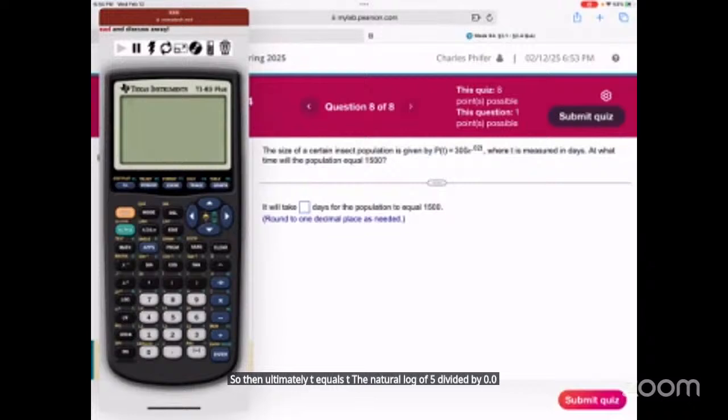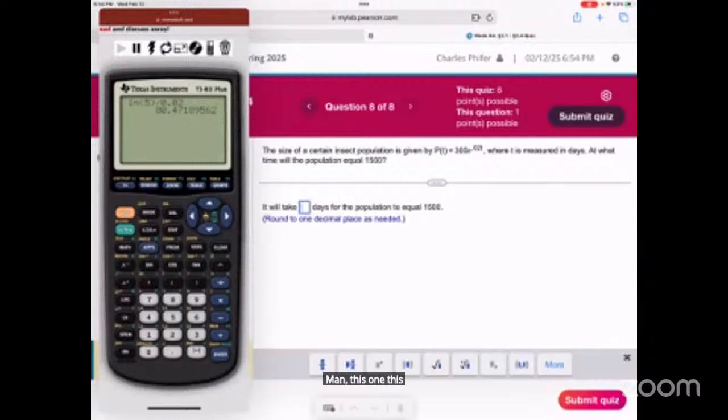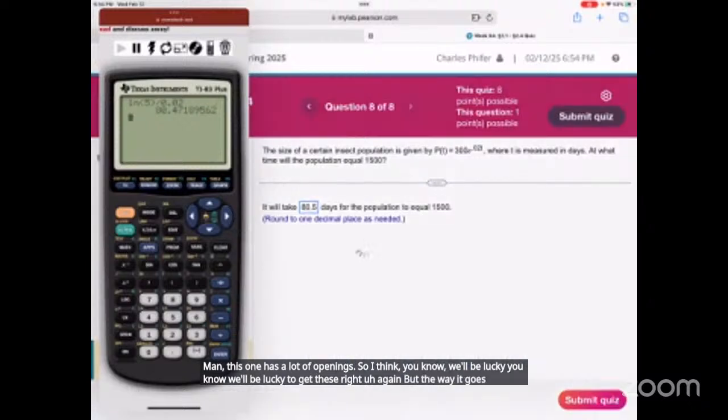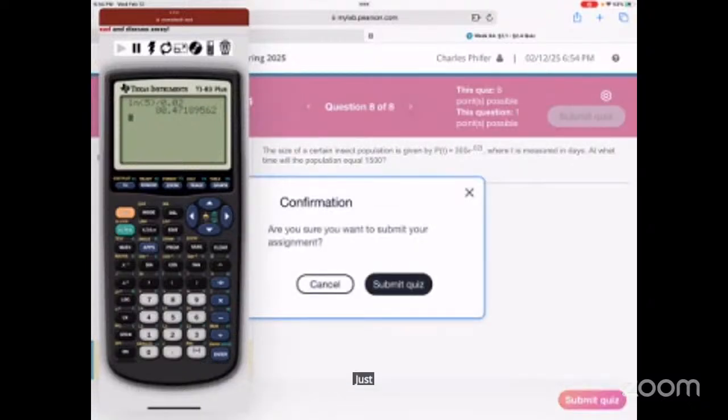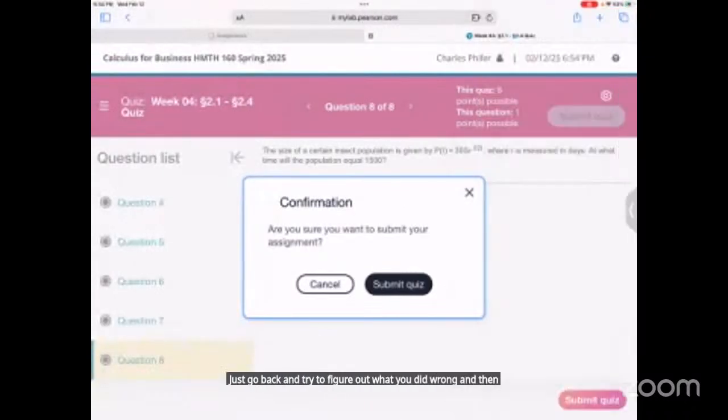Let me put it here. Natural log of 5 divided by 0.02. Okay, that should be t, the number of days, 80, round to 1 decimal place, so 80.5 days. Man, this one has a lot of openings, so I think we'll be lucky to get these right. Again, the way it goes, when you get it wrong, just go back and try to figure out what you did wrong, and then try to adjust. When you know better, you do better.